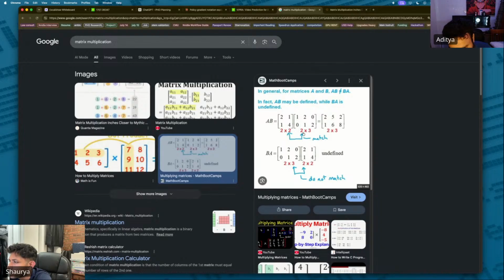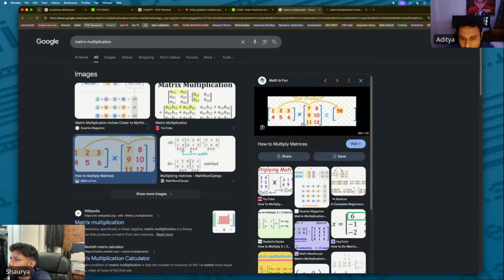So 2 and 2 match. So 2 cross 3. I think you should take a look at the third image over here. It's going to explain it much better. Yeah, there we go. Dot 1, product 2, 3.